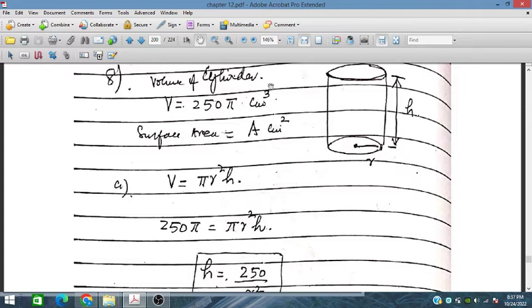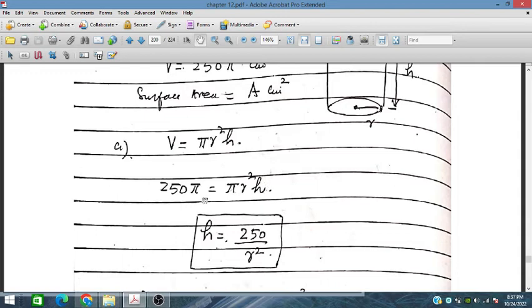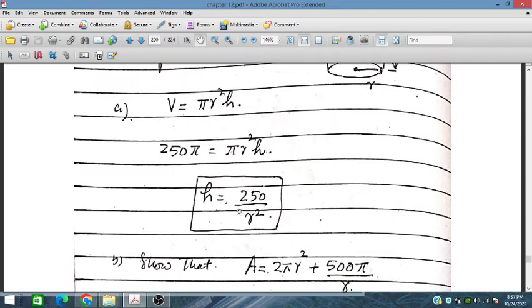Here we have a cylinder with height h and radius r. The volume is given as 250 pi cm cubed, the surface area is A, and V is equal to pi r squared h. So volume is given as 250 pi, we equate it, and from here we have h equal to 250 upon r squared. So this h has been obtained. This is part 1.